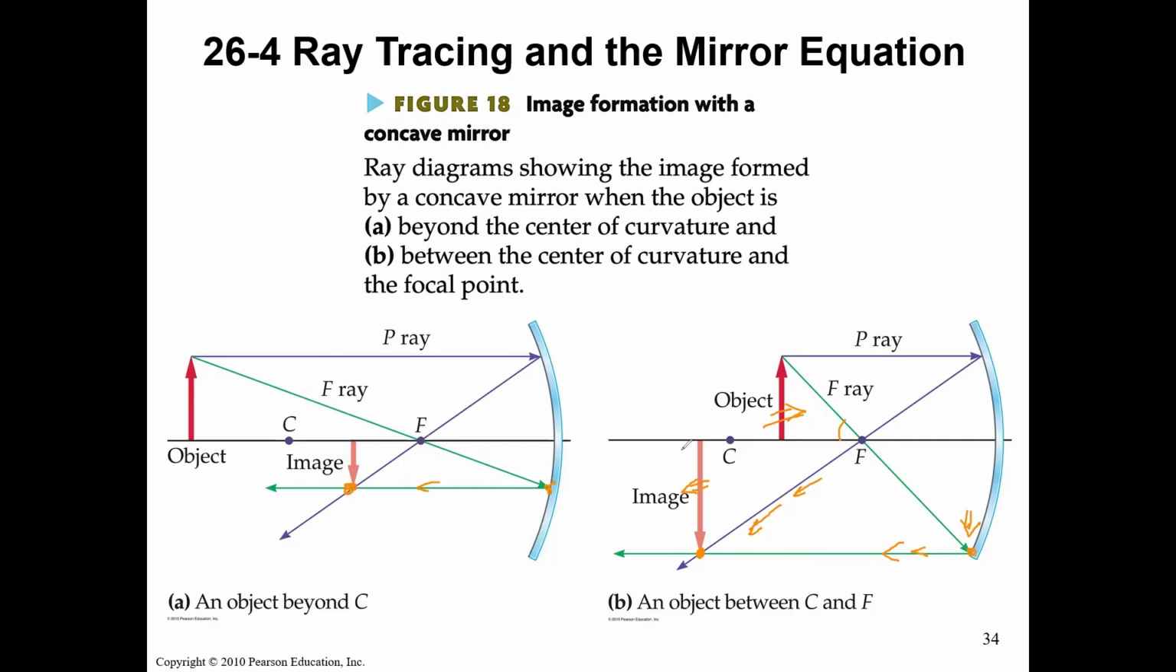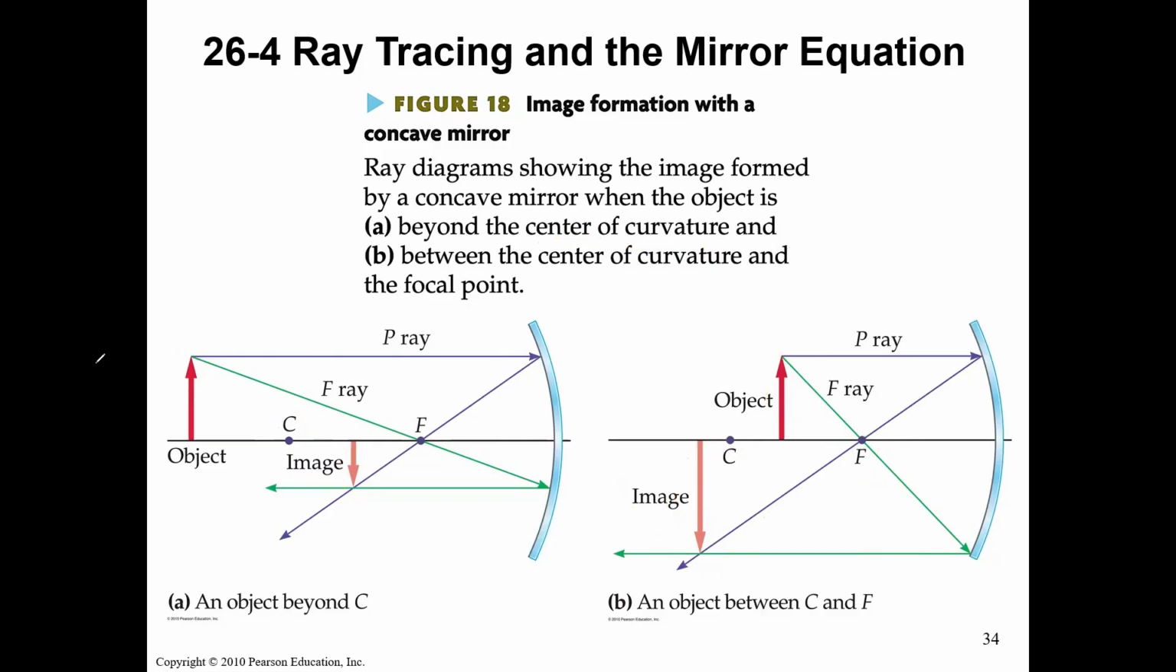And in either case, we are always forming a real image where the light rays are actually converging onto this image point. So if you put the object beyond the center of curvature, as in case A, you will form an image that's smaller than the object and is between point C and point F. Now, if you put the object between point C and point F, then you're going to form an image that is beyond point C, and the image is going to be larger than the object.